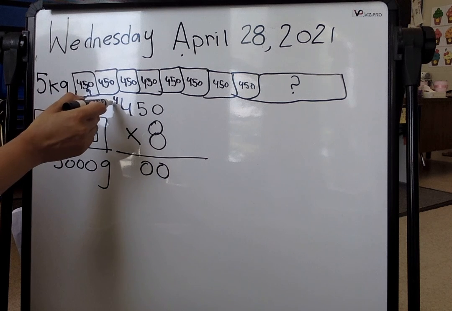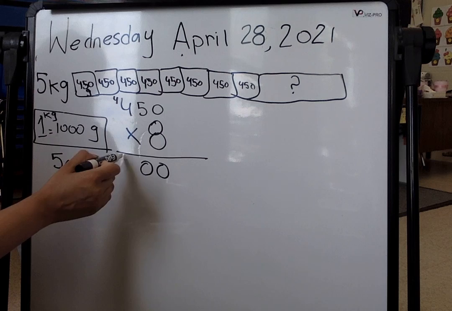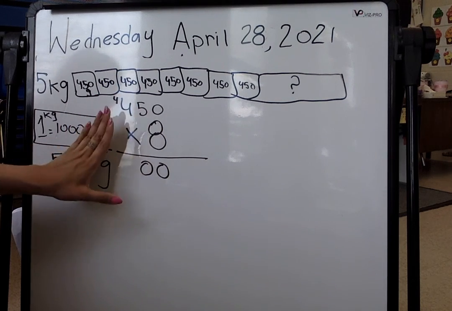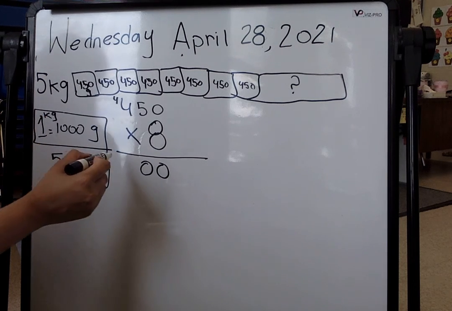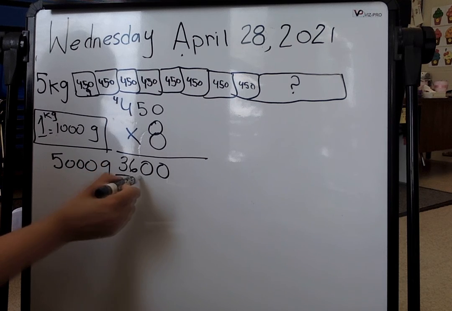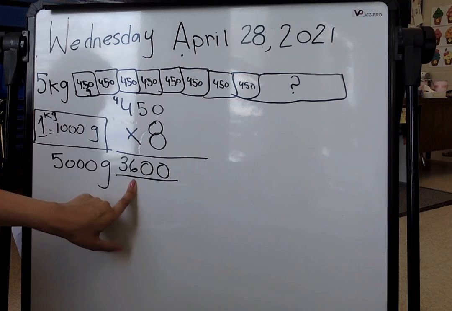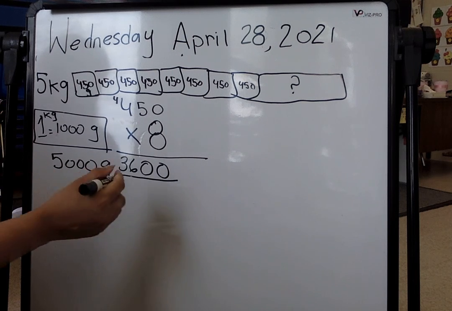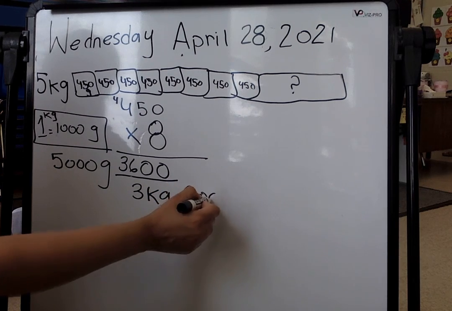So 24 plus 4 gives me 28. Sorry, 8 times 4 gives me 32, not 24. I'm sorry. 8 times 4 gives me 32, plus 4 gives me 36. So altogether, how much do the onions weigh? The onions weigh 3 kg, because the number is 3,600. The onions weigh 3 kg and 600 gram.